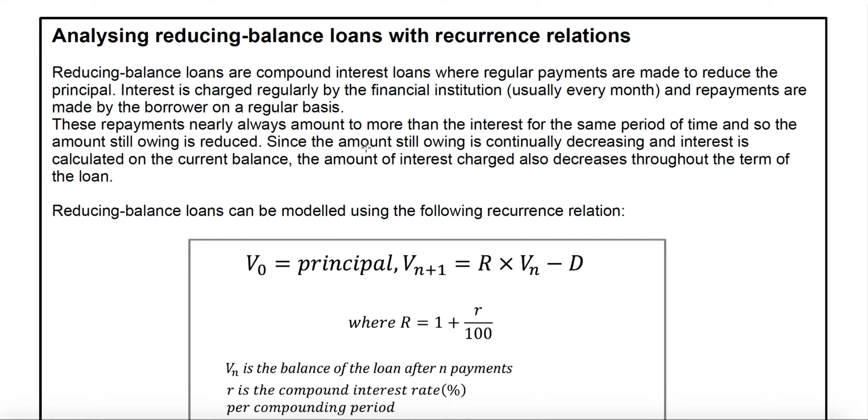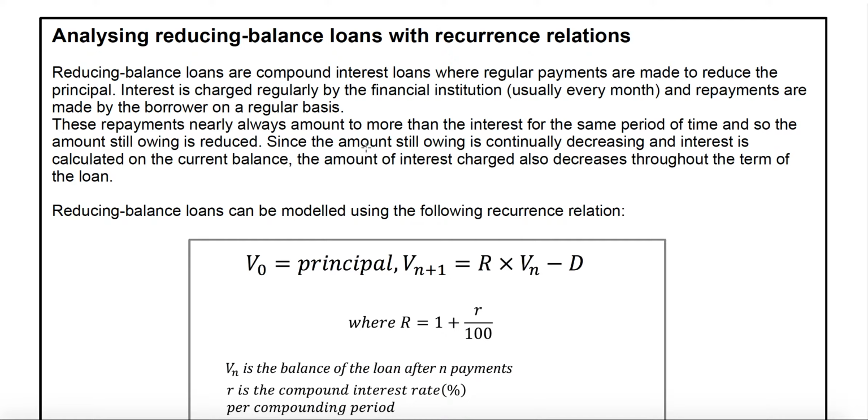It's going to reduce the loan. So reducing balance loans, they are compound interest loans. So we won't be looking at this in terms of simple interest. And there are going to be regular payments made to reduce what we call the principal. Now, the principal is the amount, of course, that you borrowed at the beginning. And so we want to reduce that original amount that we borrowed. We want to reduce it until, of course, we pay it off.